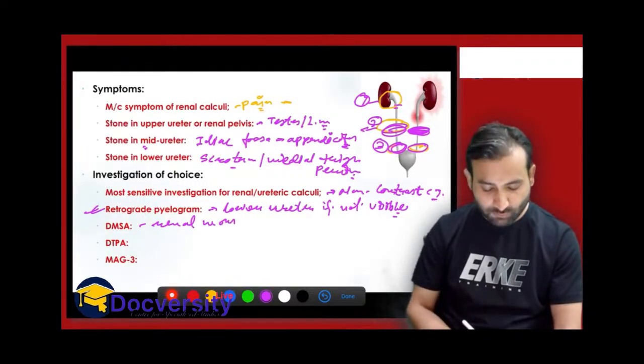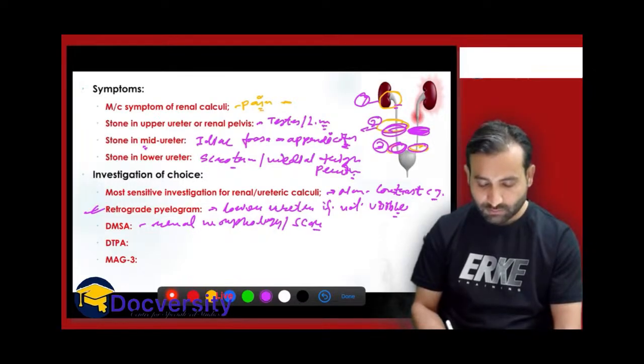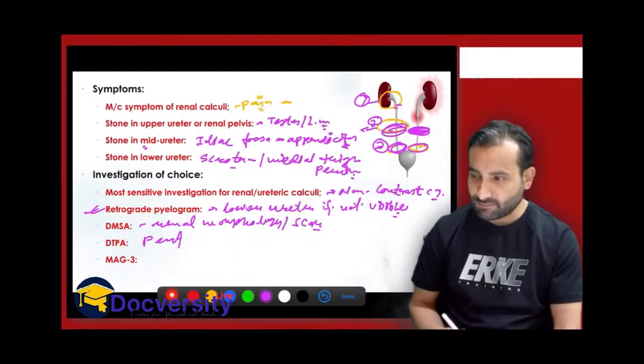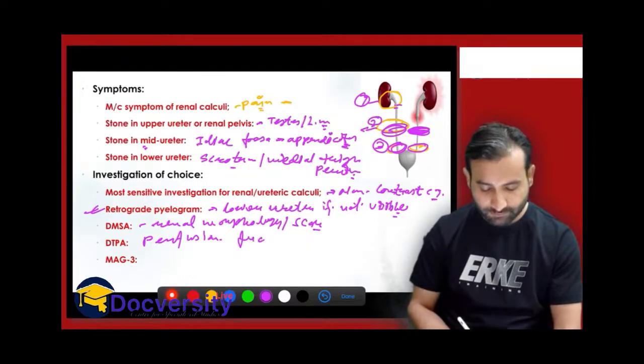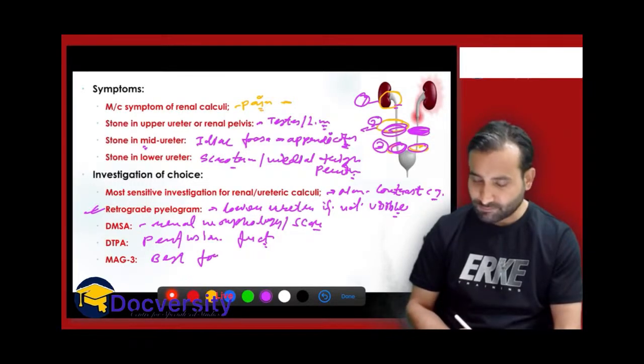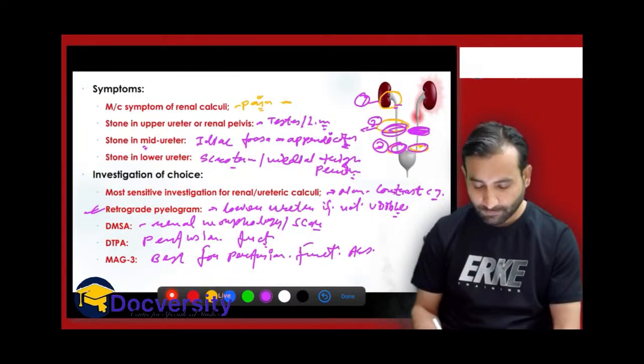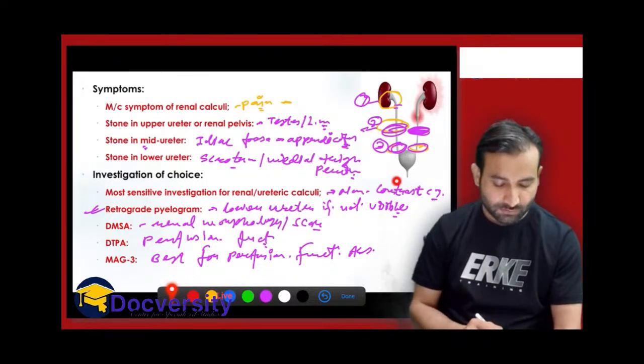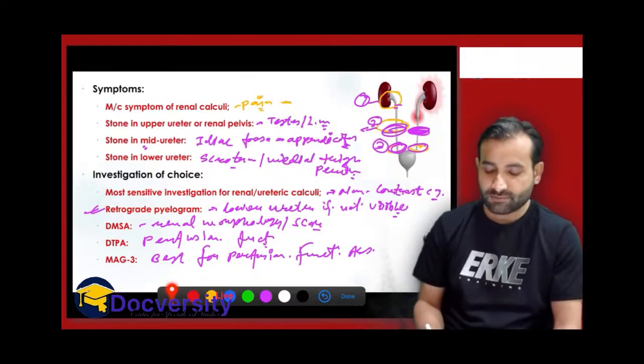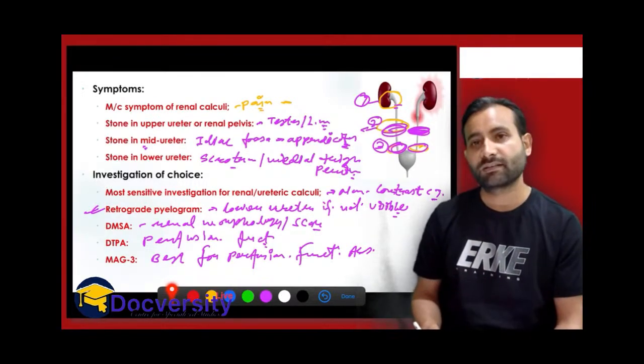DMSA scan we use for the renal morphology, or if there is a scar formation, then we do this one, DMSA. DTPA for perfusion function. And MAG3, it is best for perfusion function assessment, right? So these are the questions in the exam, please remember. So investigation of choice for the renal or ureteric calculi is what? Non-contrast CT scan, we can do it, right?